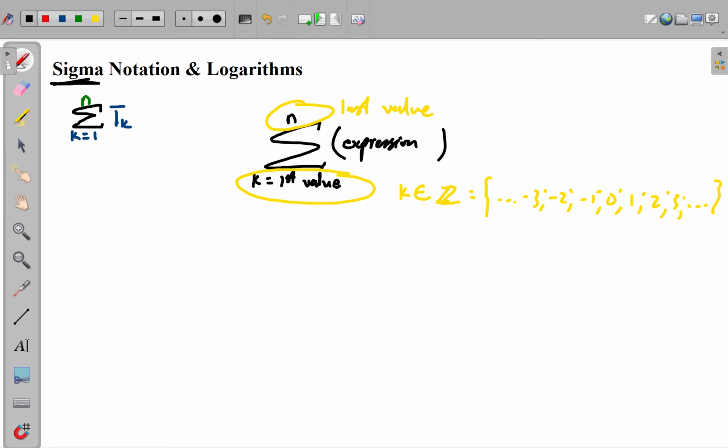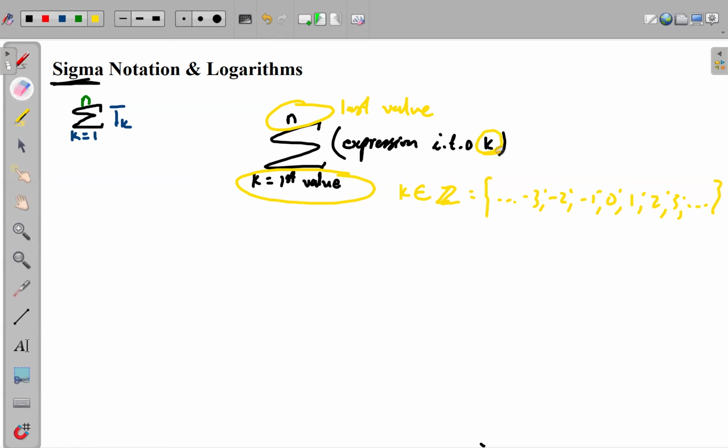Now, please take note. There are going to be things I say that are very, very important, but I may not write them. This expression must be in terms of k. ITO means "in terms of." So if you don't see a k in the expression, it means the expression does not depend on k, okay?